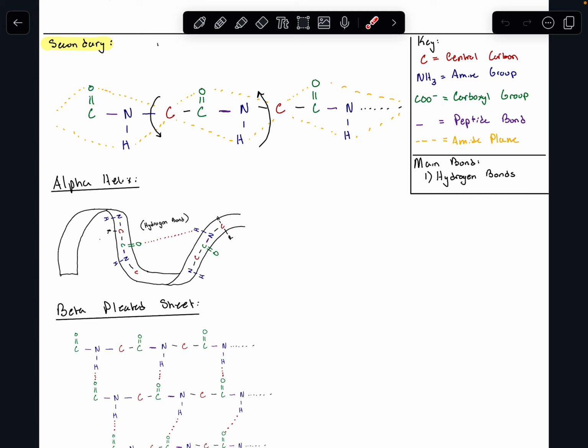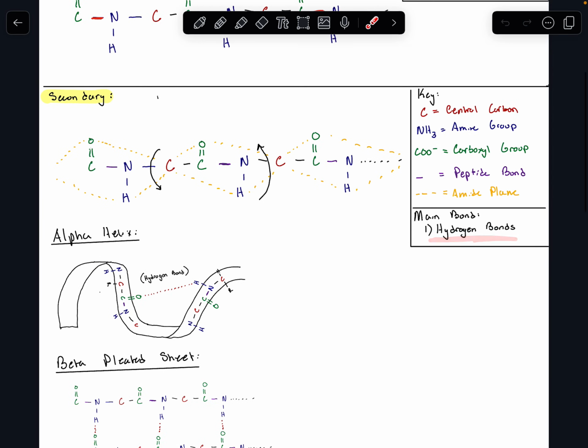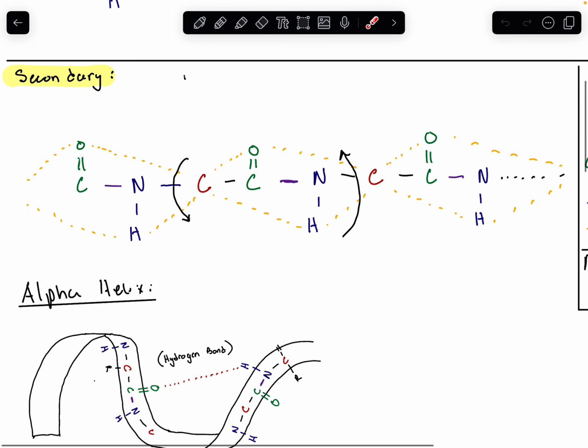Secondary structure, biggest thing I want you guys to know is the main bonds that we're going to be seeing are hydrogen bonds. And I'll dive into that in a second, but there's another thing that we need to talk about called amide planes. And amide planes, what they basically do is they are the points of rotation for these secondary structures or these polypeptide chains as more bonds start forming.